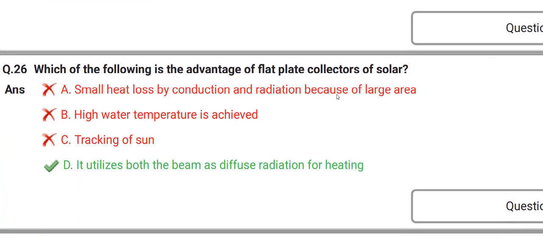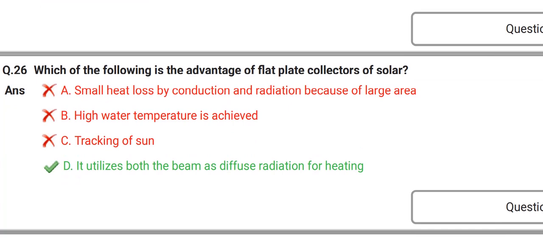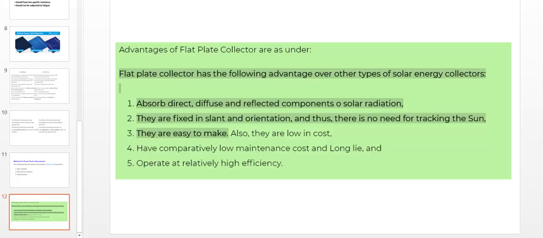Which of the following is the advantage of flat plate collectors of solar? So here I am showing some advantages of the flat plate collectors. These are the advantages you can read: they absorb direct, diffuse and reflected components of solar radiation. They are fixed in slant and orientation, and thus there is no need for tracking the sun.